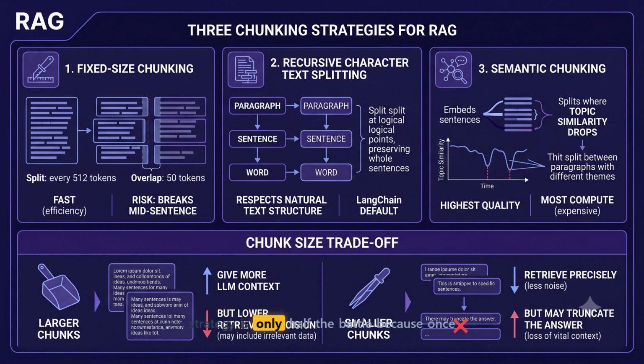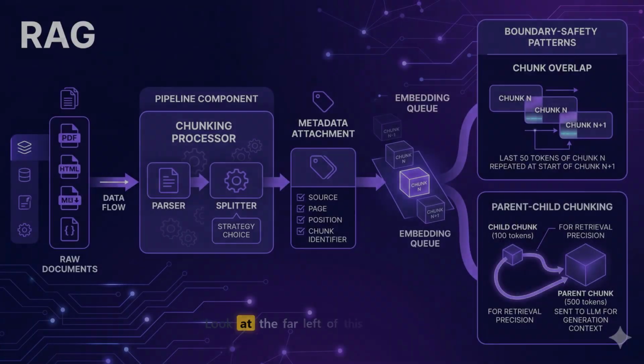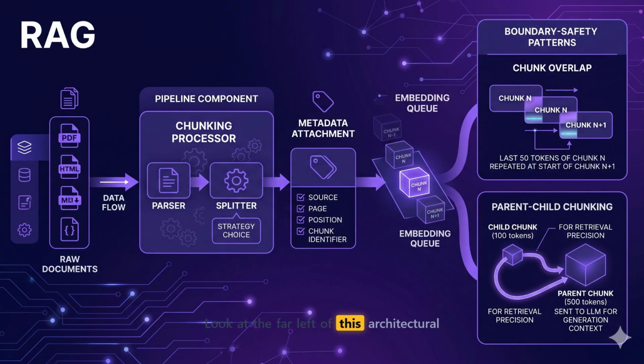Choosing your chunking strategy is only half the battle because once these chunks are cut, they have to be converted into something a computer can actually search. Look at the far left of this architectural diagram. This is where your raw documents, whether they are PDF files, HTML web scripts, markdown files, or raw code, first enter the data pipeline. Before we can slice anything into pieces, a parser must step in to extract clean, unformatted text from those raw files.